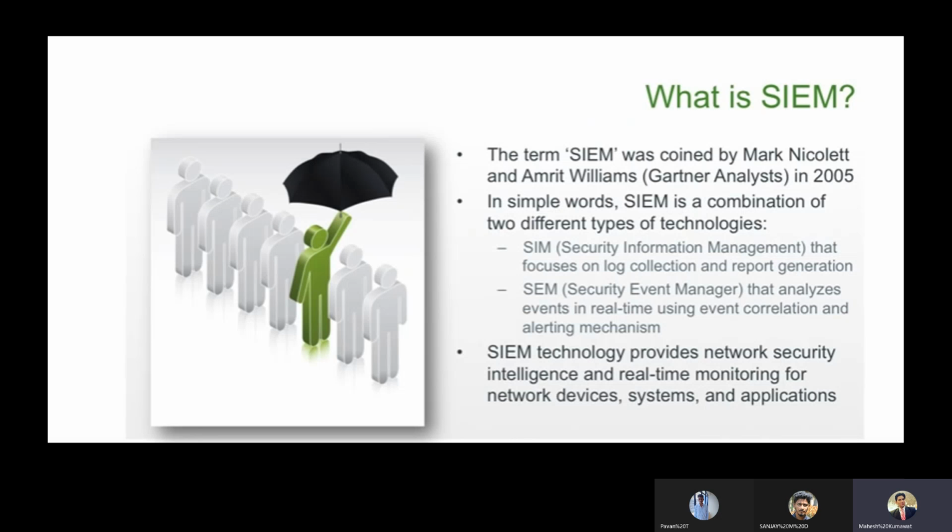Time, it is going to be correlation and the alerting mechanism. So SIEM technology provides network security intelligence and real-time monitoring for network devices, systems, and applications. We are going to use SIEM because it is providing real-time monitoring. The second thing is network security intelligence. The third thing is taking the logs from network devices, systems, and applications. That is why we require the SIEM solution in the company.